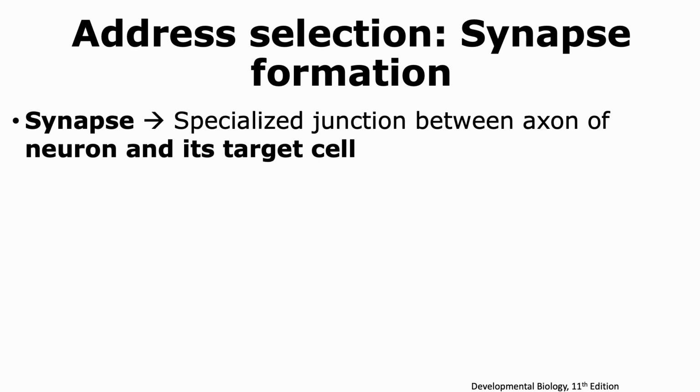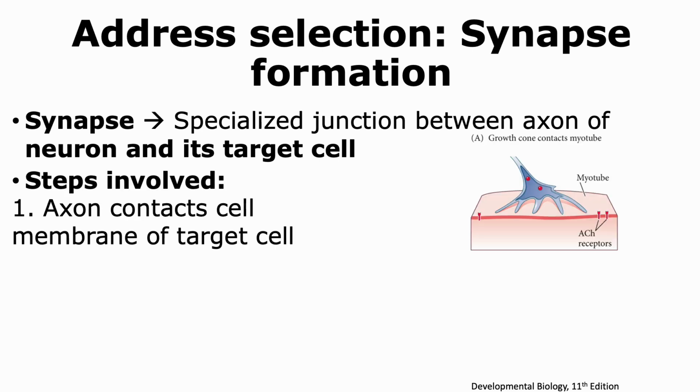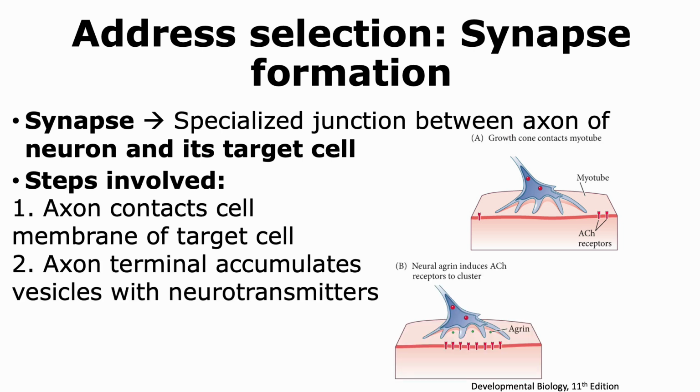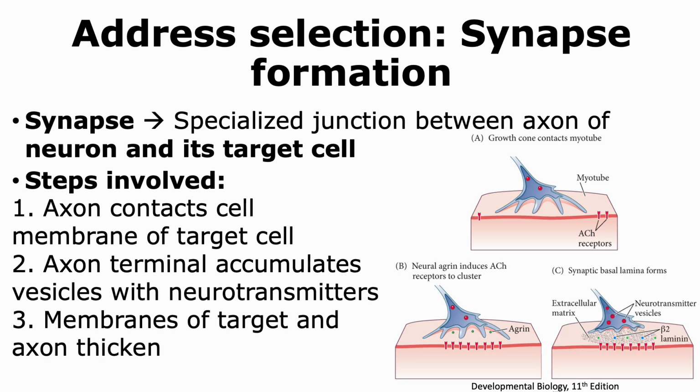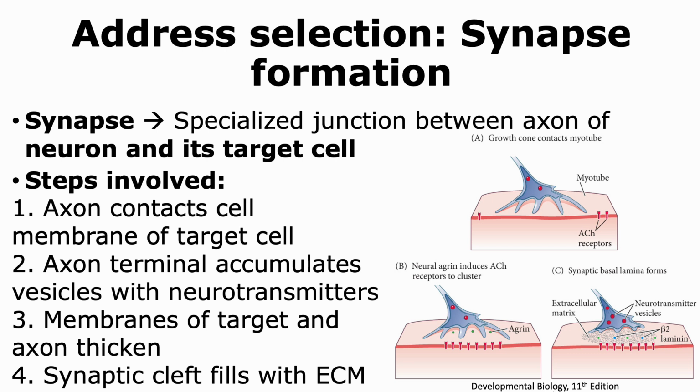Once the axon is able to find its target cell, a synapse has to be formed. So a synapse is a specialized junction that is formed between the axon of the neuron and its target cell. The steps involved in synapse formation are, the first step is where the axon contacts the cell membrane of the target cell. The axon terminal then accumulates neurotransmitter containing vesicles. Then the membranes of the target and the axon start thickening. The synaptic cleft, which is where the axon and the target cell are meeting, fills with an extracellular matrix. And these steps are shown in the figure that is there below.